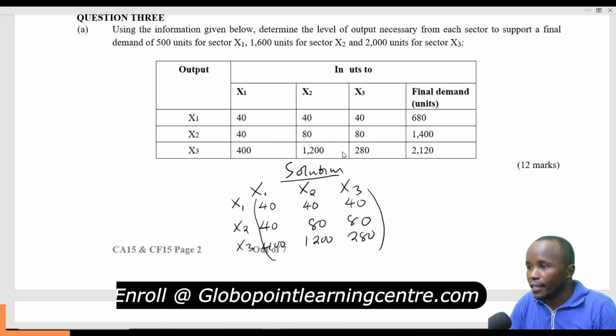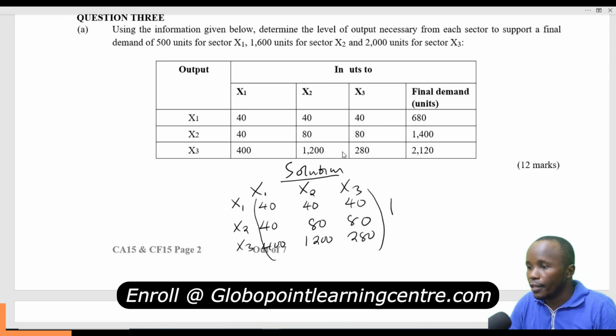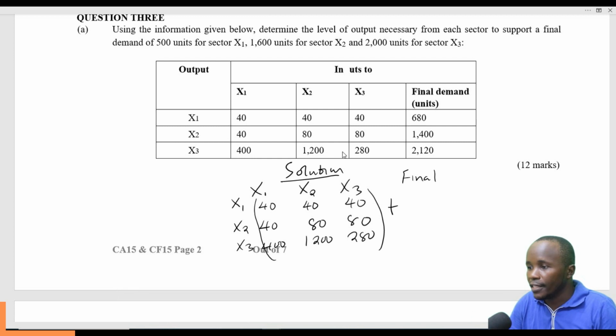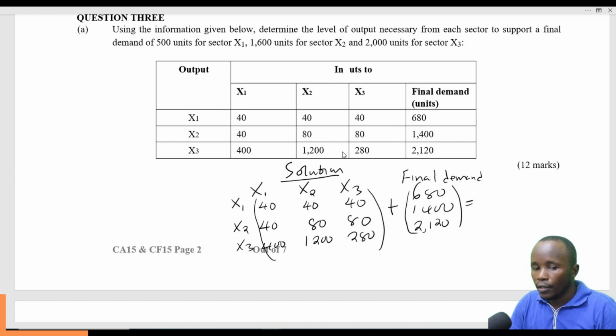Now, this has to be added with your final demand. Let's get a matrix for final demand. This gives us 680, 1,400, 2,120. We should get the total. This one we need to get the total output. Total output here.